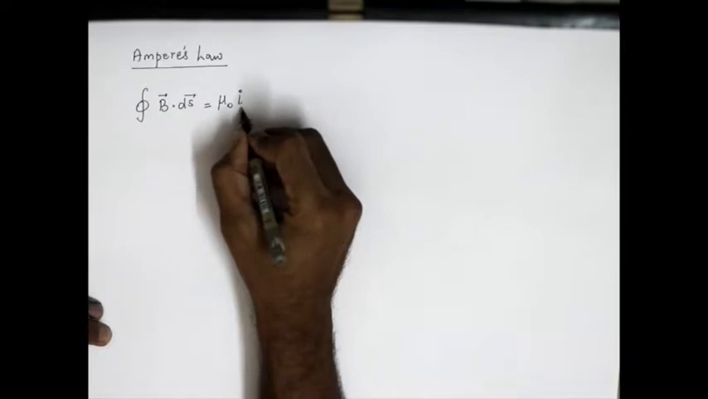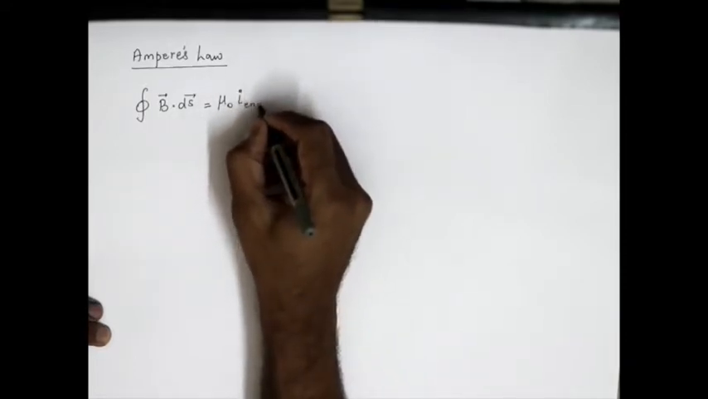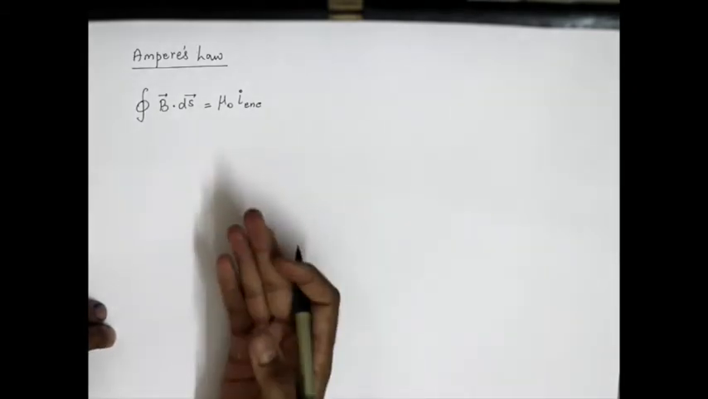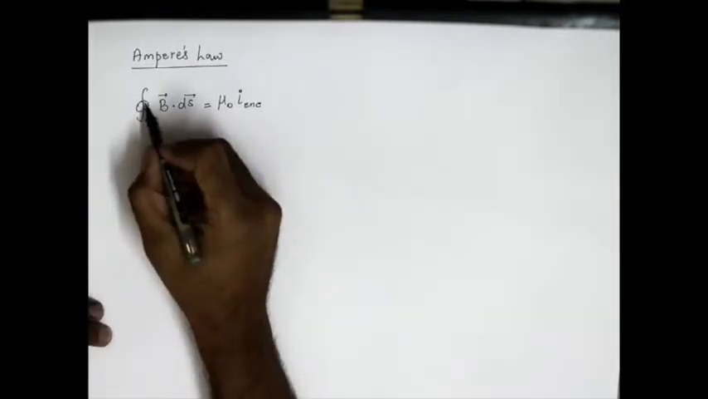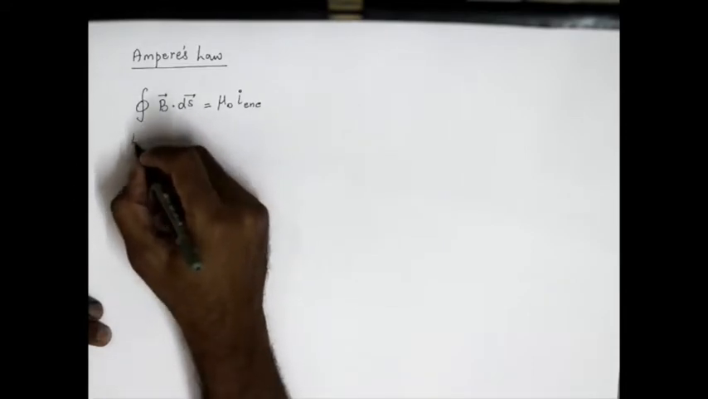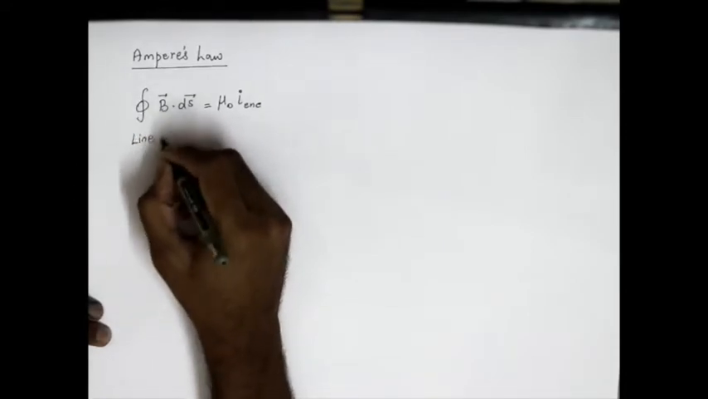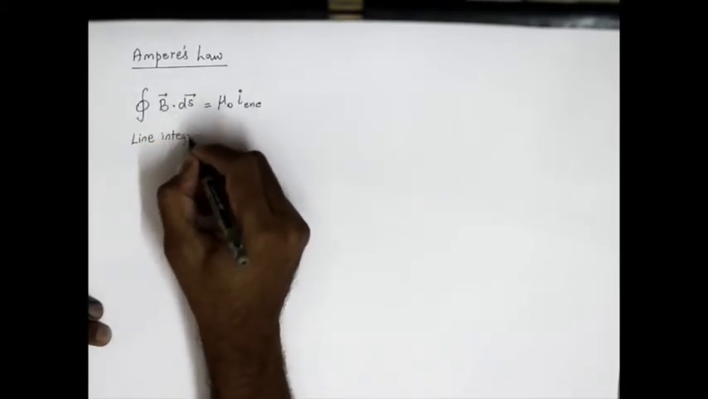But instead of I, I prefer to write it as I enclosed, that is the current enclosed. Now the question is, current enclosed by whom, and what is this symbol? This integral with a circle on top of it tells us that the left hand side is a line integral. This is called a line integral.